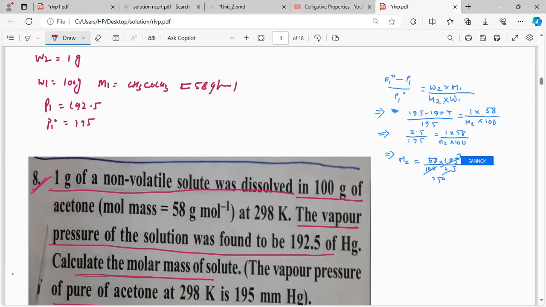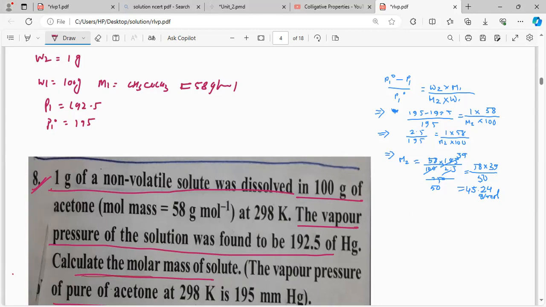Hmm. I'm teaching now. 1.8 gram urea. What's this? How much is coming? 45 point.